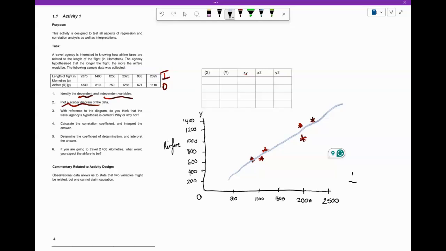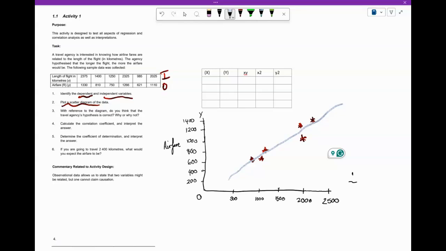They hypothesized that the longer the flight, the more the airfare will be. Yes. And that's exactly what our scatter graph shows. And the longer our flight, the more the airfare price increases. Okay. Except that one, I don't know what it's doing. The second last point. This one. 225, yeah. No, that could have just been my drawing. It's the same. Okay.